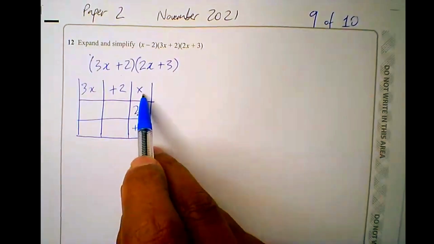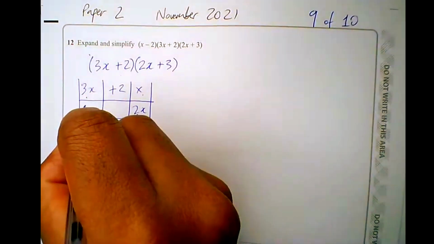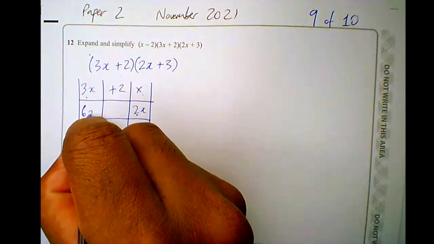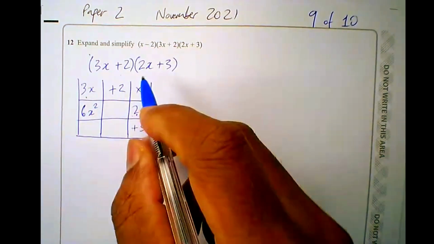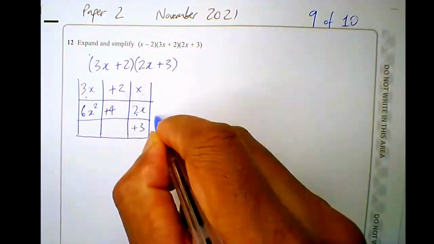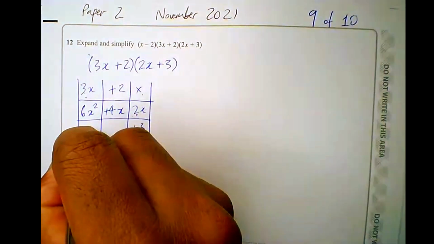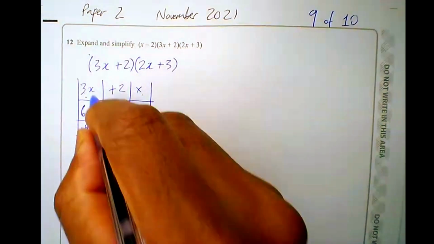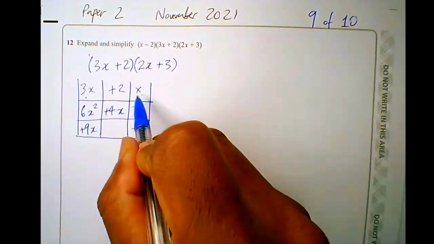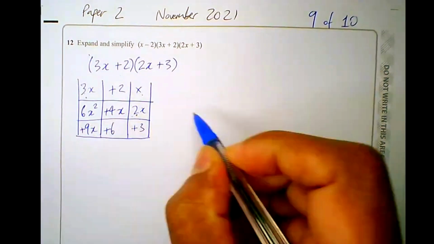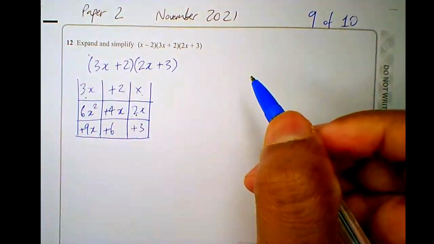Okay, now I do 2 times 3, which is 6, x times x, x squared. 2 times 2 is 4, so plus 4, and then I've got the x term. 3 times 3 is 9, so it's positive 9, and I've got the x there. 3 times 2 is 6, and that's it. I don't have any x terms there.